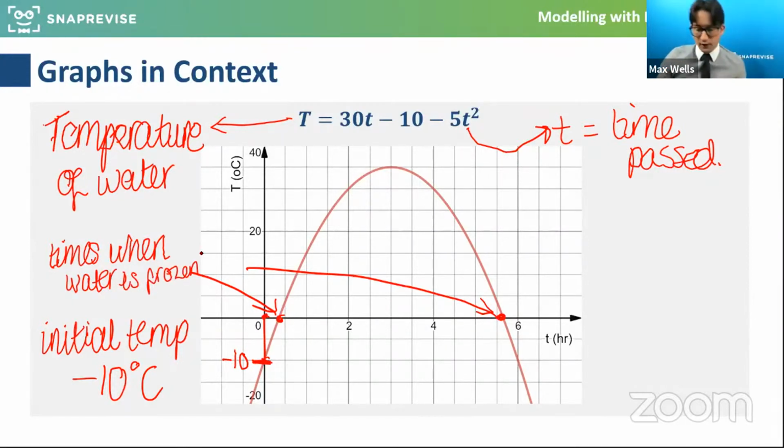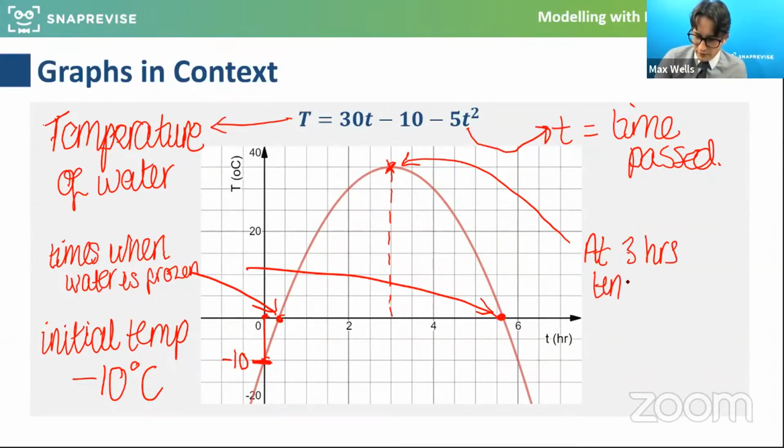Lovely. And then what else we've got, if we look at this, what would this correspond to in terms of a contextual description of this point here? What could we say that that sort of represents? Brilliant, superb. At 3 hours, we know that the temperature is at its maximum of 35 degrees. So at 3 hours, you've actually got 2 bits of information there. Temperature at maximum, which we actually also know is 35 degrees.